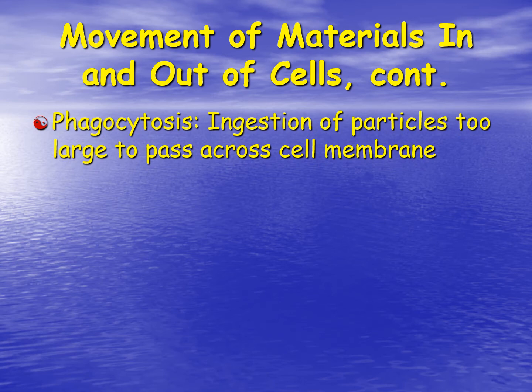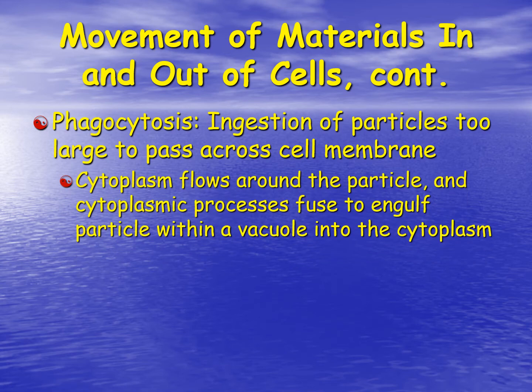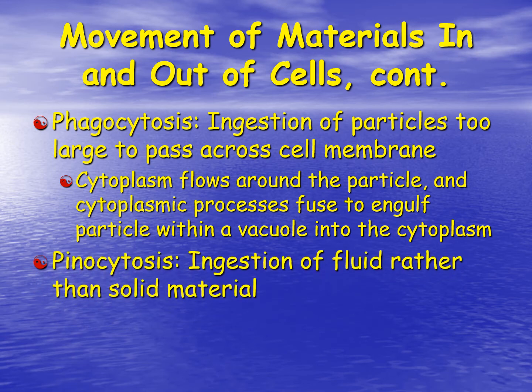Phagocytosis, we ingest solid particles too large to pass across the membrane. The cytoplasm literally flows around the particle and it will fuse on the opposite side, forming a vacuole containing the engulfed particle in the cytoplasm. Whereas pinocytosis is the ingestion of fluid rather than solid material.